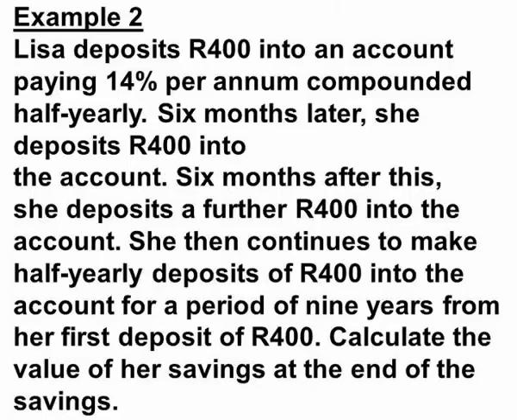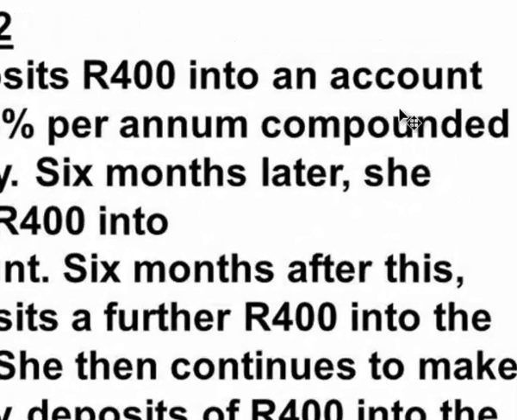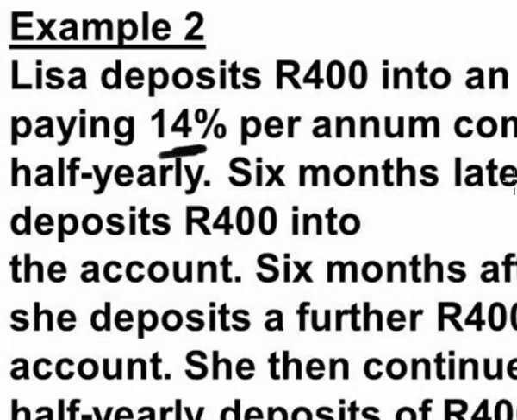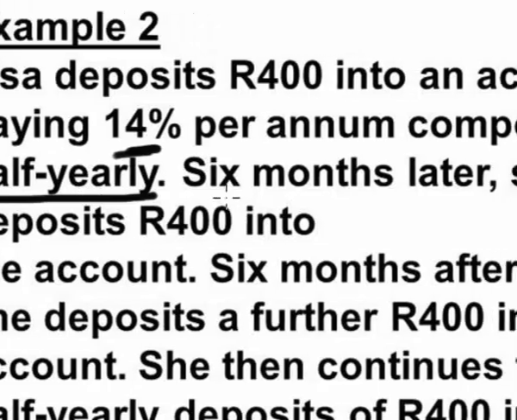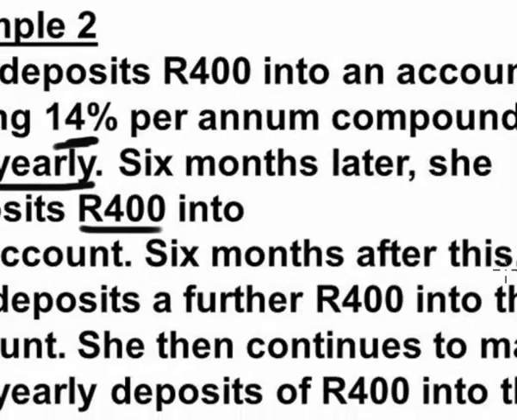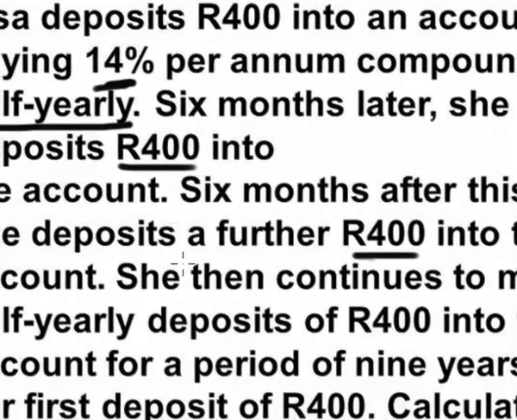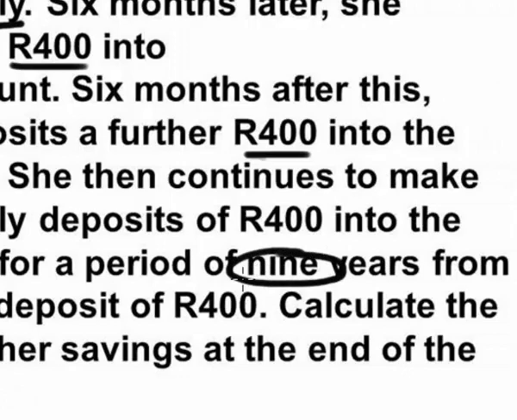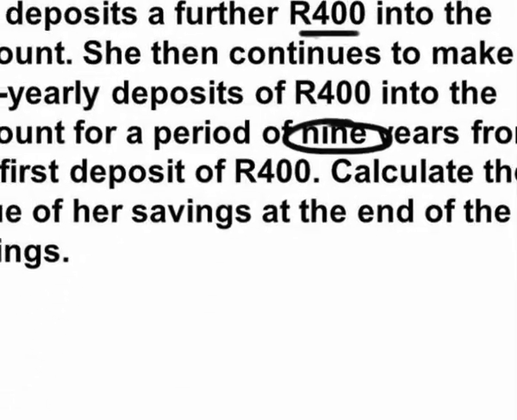Right, let's look at another example. Lisa deposits 400 Rand into an account paying 14% compounded half yearly. That's twice in the year, every 6 months. 6 months later, she puts another 400 Rand in. 6 months after this, another 400. She does this for a period of 9 years. Let's draw a timeline just to make sense of this. Don't worry about all those words now.